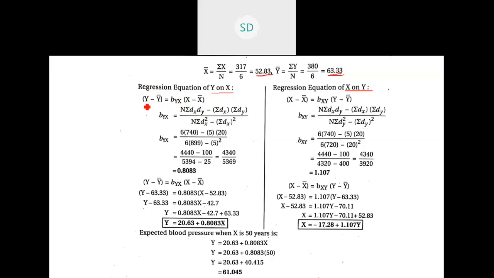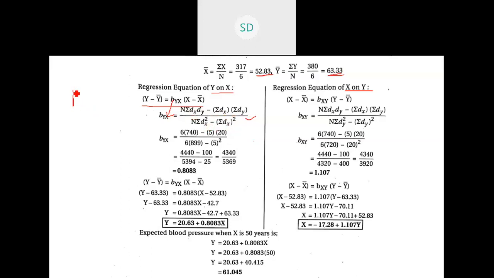So what is the equation of y on x? Y minus y bar is equal to byx into x minus x bar. Okay, so this should be the regression equation which we are supposed to fill up. Now in this equation the value of byx is given by this complete formula. Once we find the value of byx, then we know the value of y bar, we know the value of x bar, and then we will be able to form the equation completely. So byx is equal to n into summation dx dy minus summation dx into summation dy, whole divided by n into summation dx square minus summation dx whole square.